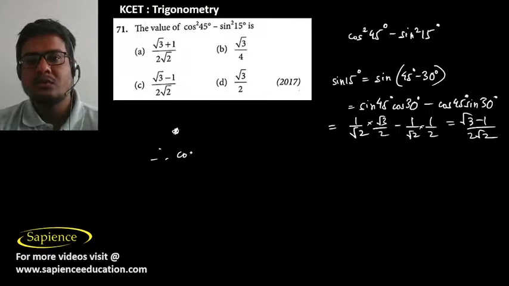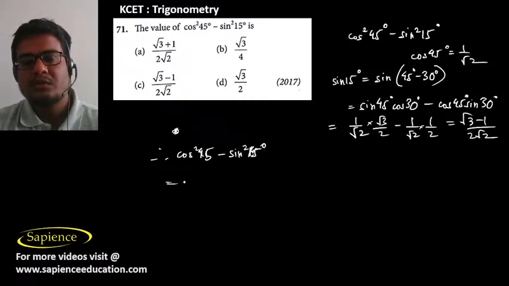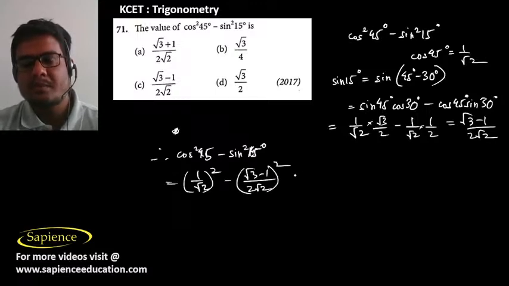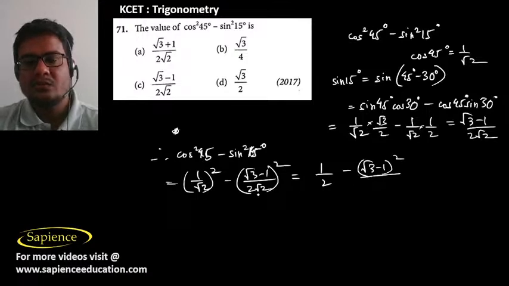So now cos 45 is obviously 1 by root 2. Therefore cos square 45 degree minus sine square 15 degree will be 1 by root 2 whole square minus root 3 minus 1 by 2 root 2 whole square. So that will be 1 by 2 minus root 3 minus 1 whole square by 2 square, which is 4, 4 2s are 8.